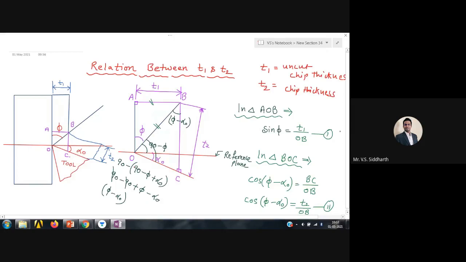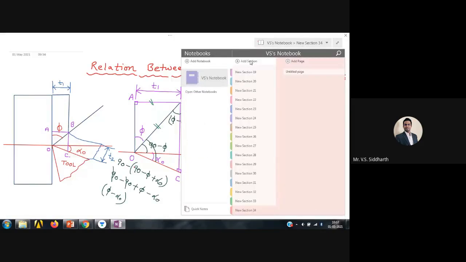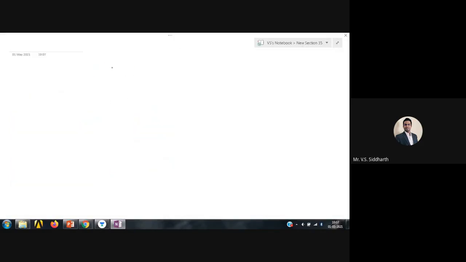I am moving on to the next slide. Anyone having any problem up to this point? No, no. I am moving to the next section. And I will be writing equation number 1 and equation number 2. So my equation number 1 was sine phi equals T1 upon OB. Cos phi minus alpha naught equals T2 upon OB.